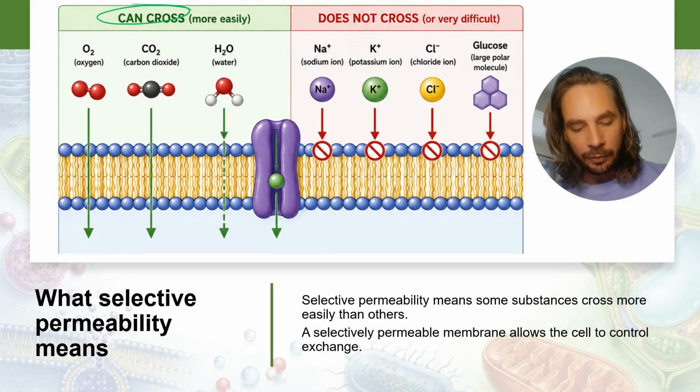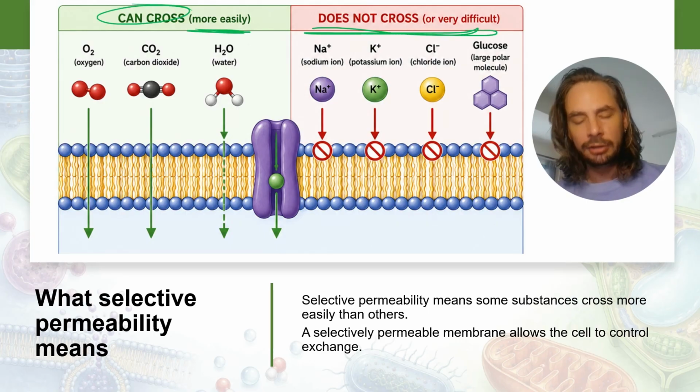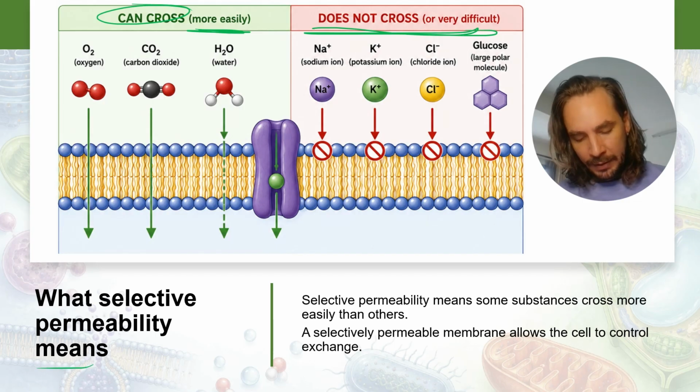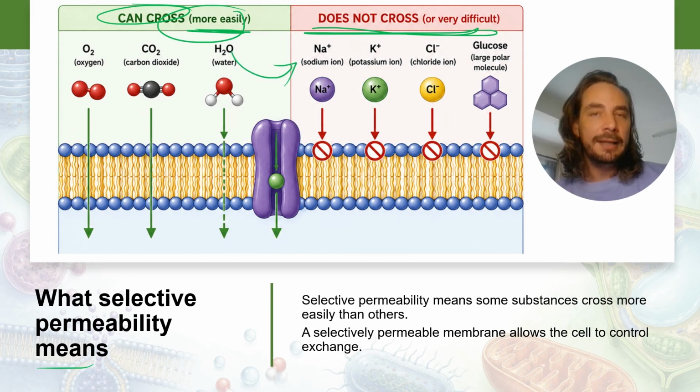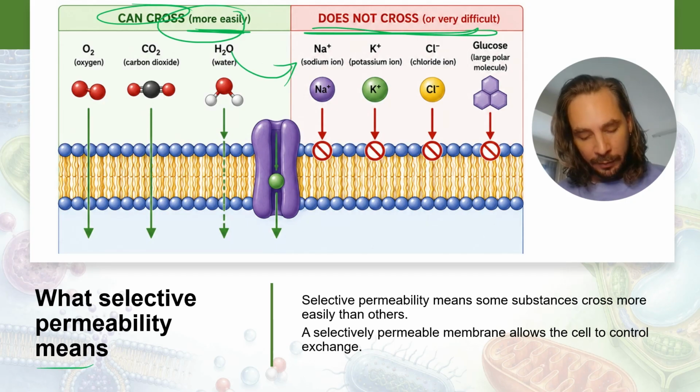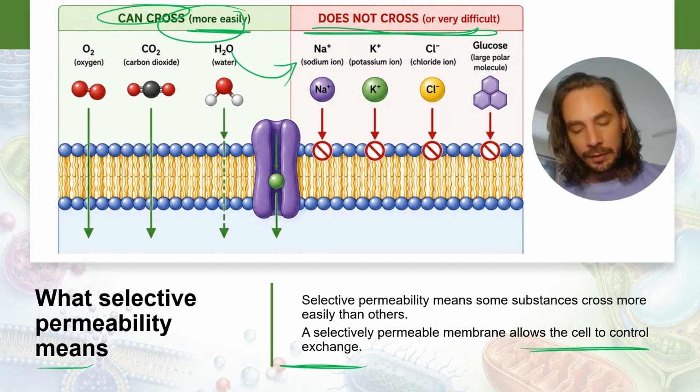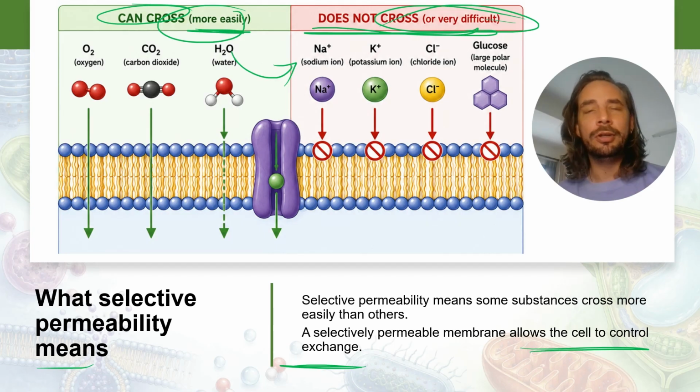So things can cross. Some things can cross more easily, and some things cannot cross, or it's very difficult for them to cross. So this is what selective permeability means. It means that some substances can cross more easily than others. And it's also selective. The selectively permeable membrane allows the cell to control this exchange, what can come in and what can go out, because some substances cross very, very difficultly or do not cross at all.